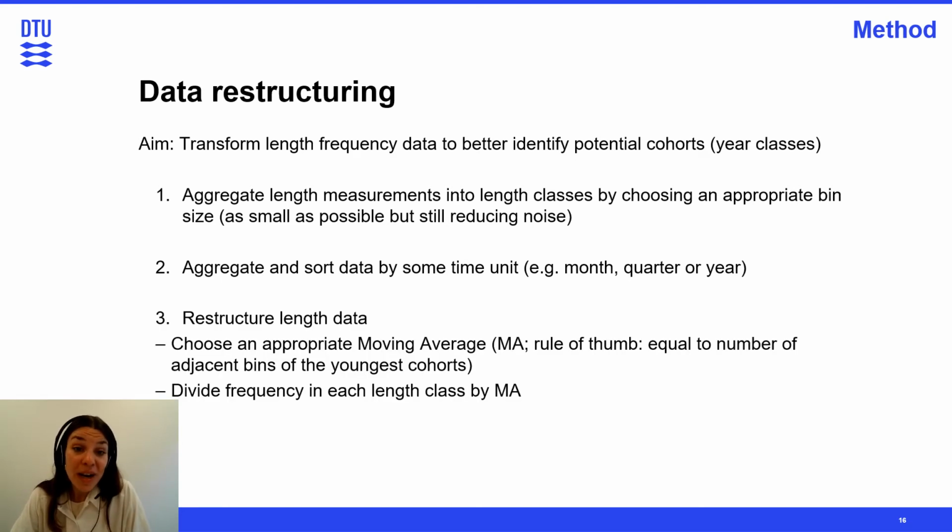And then we do the actual restructuring by choosing an appropriate moving average. As a rule of thumb, this moving average should be approximately equal to the number of adjacent bins in the first cohort. The frequency of each length class is then divided by the moving average in order to identify the final length peaks in the data.